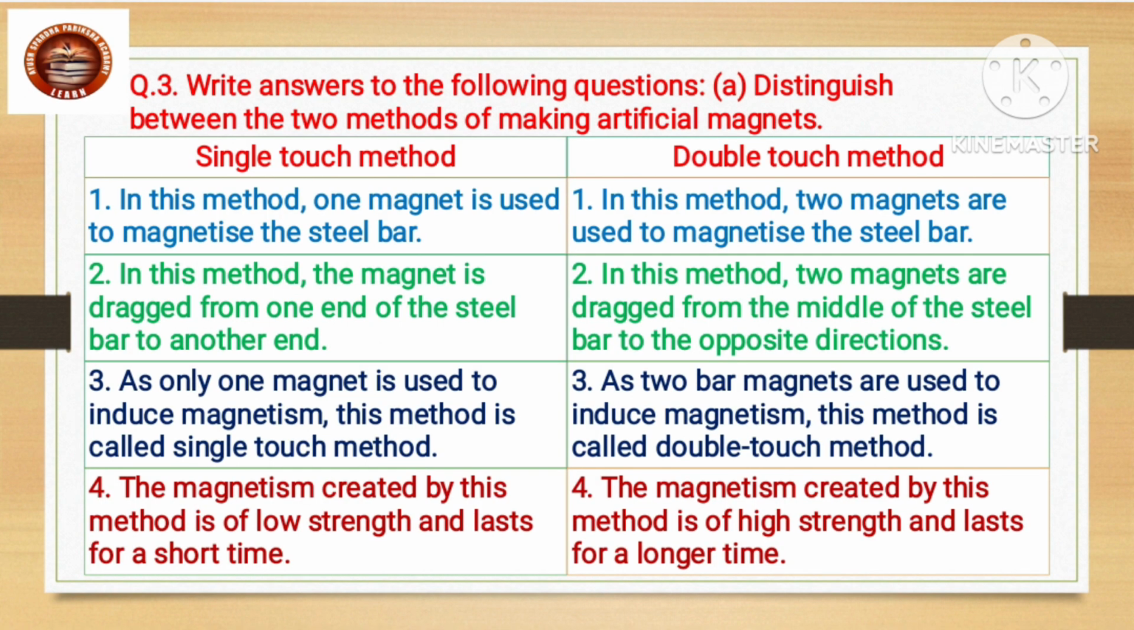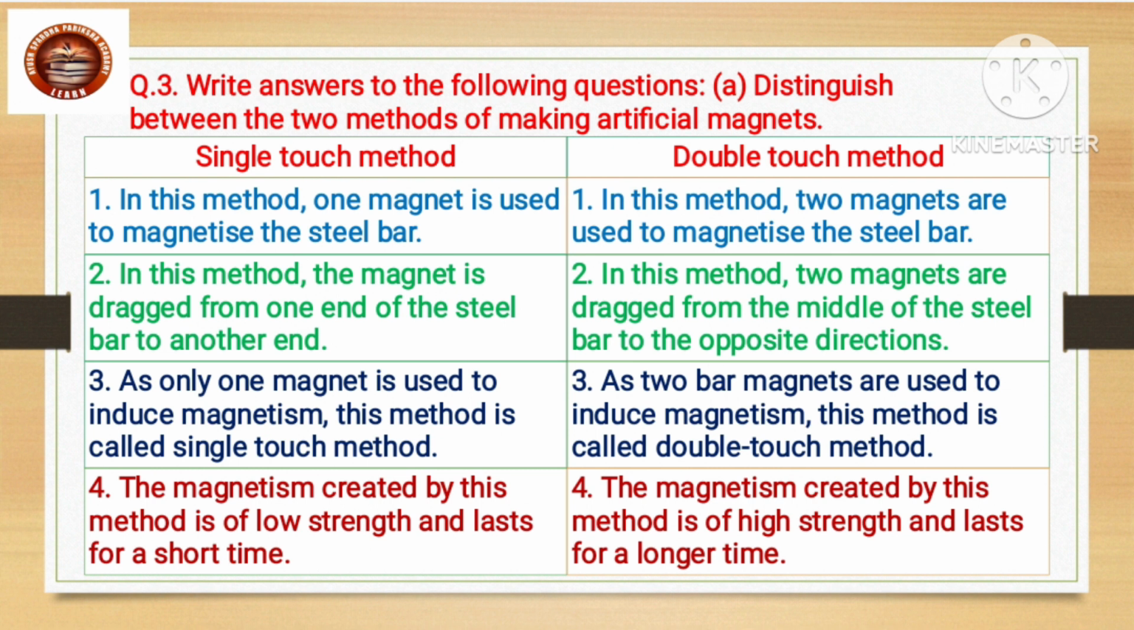Question third, write answers to the following questions. Distinguish between the two methods of making artificial magnets. There are two methods, single touch method and double touch method. Firstly, we discuss the single touch method.